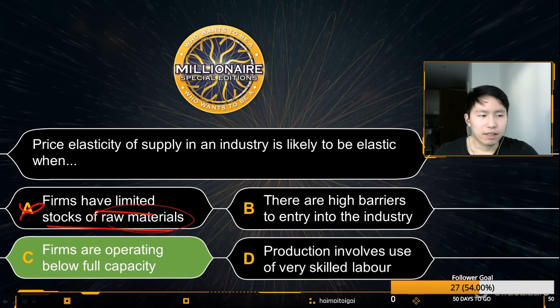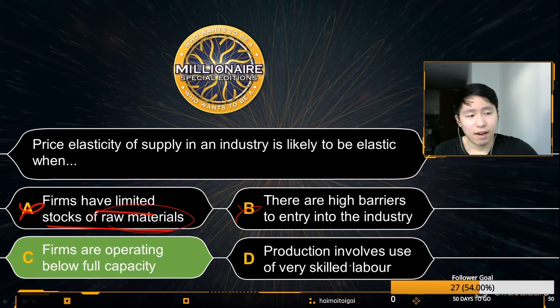And B, there are higher barriers to entry into the industry. If there are high barriers to entry into the industry, it is not really relevant to how elastic the supply is for an industry. So you can argue that there might be less new entrants coming into the industry, but that doesn't mean that the existing entrants would be able to be more flexible or less flexible. So it's quite irrelevant at this point, or it's not enough information to decide.